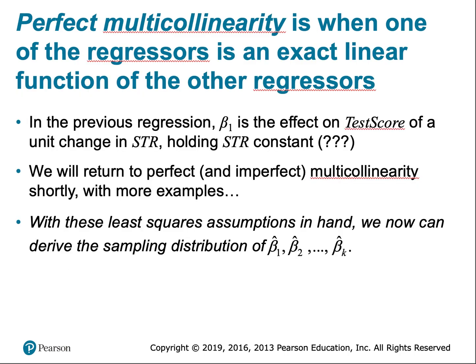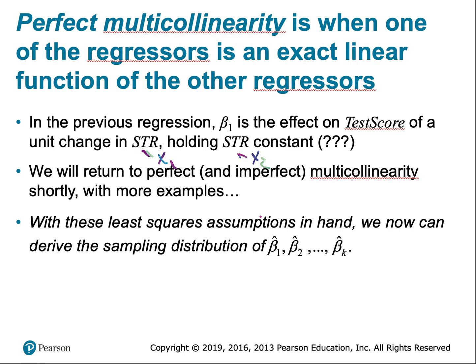Well, in that regression, beta 1 is the effect on test score of a change in the student-to-teacher ratio holding the student-to-teacher ratio constant. What? That's crazy, right? Okay, so this is x1, this is x2. So beta 1 represents the change in y given a change in x1 holding x2 constant. But x1 equals x2. So how can you change x1 holding x2 constant if x2 equals x1? You can't. So that's why Stata drops it like it's hot. So we're going to return to perfect and imperfect multicollinearity shortly with more examples.